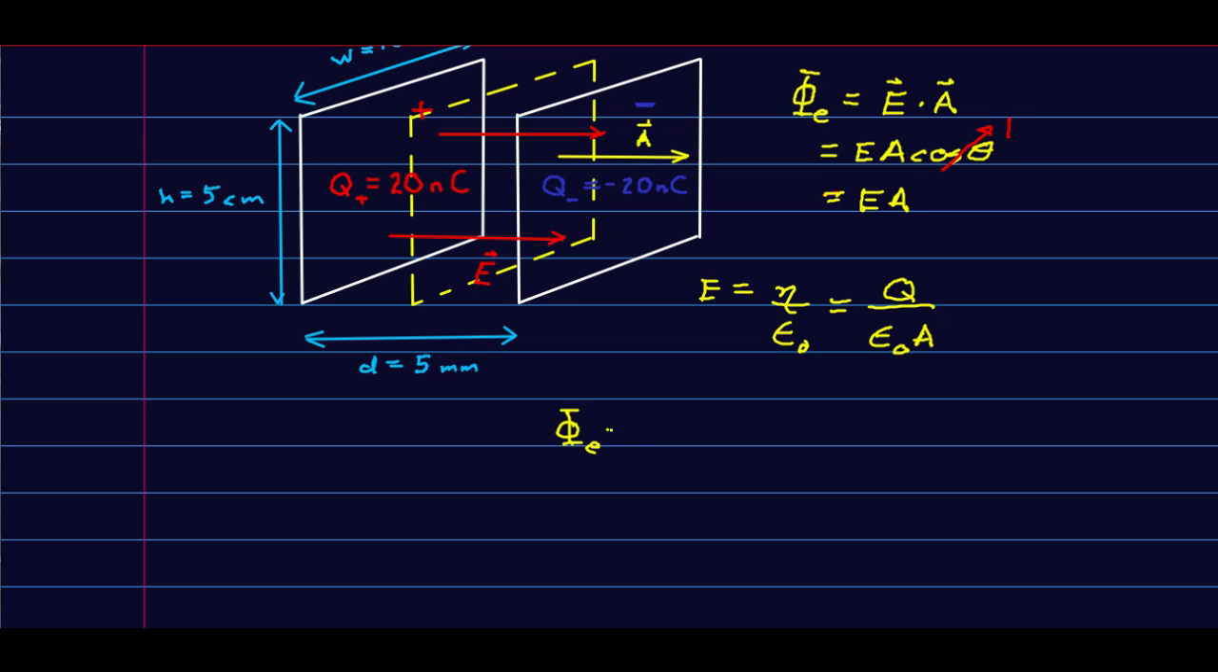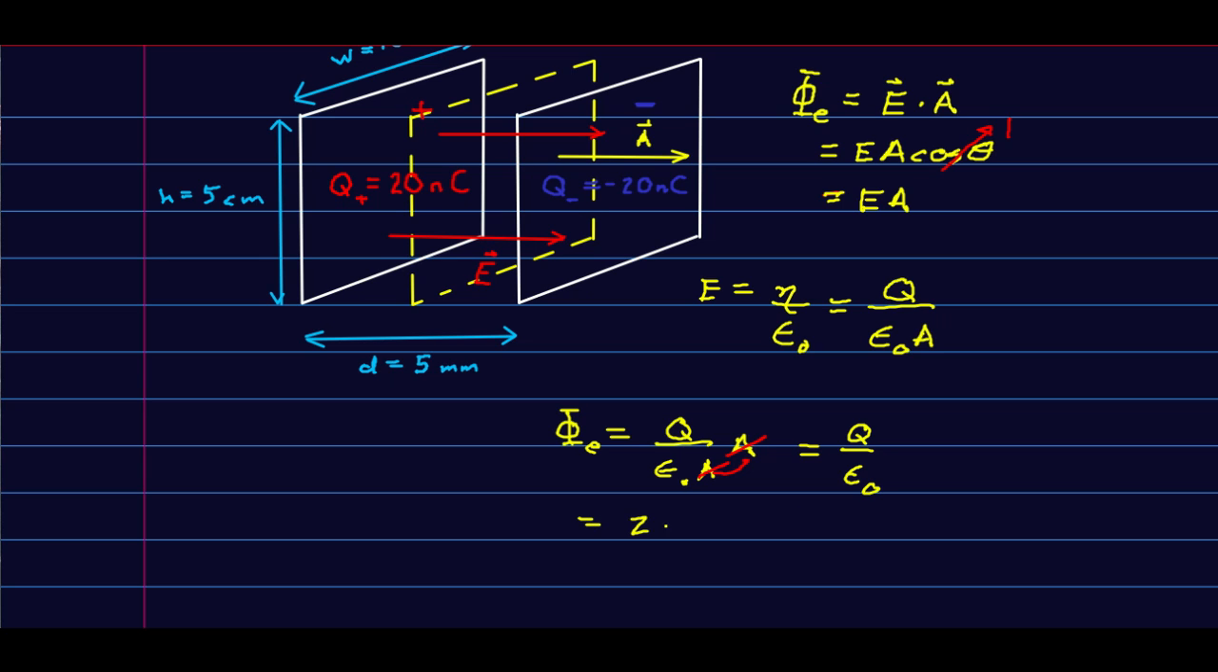Our phi sub E, our flux, is just the electric field times the area. Note that the area of the surface is the same as the area of the plates. That's why I'm calling them both A. And so those just cancel, and we get a very nice, simple Q over epsilon naught.